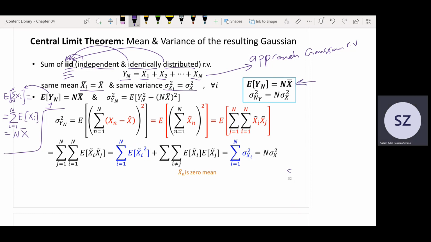So we know the mean. We need to find the variance. Similarly, we just go with the definition. What is the variance of yn? It's the expected value of, by definition, yn minus yn bar, squared, which is the mean square. But what is yn?